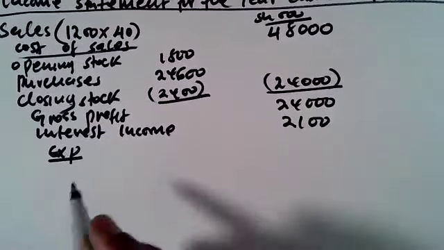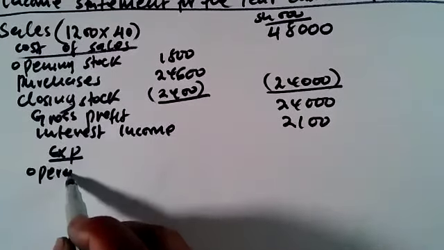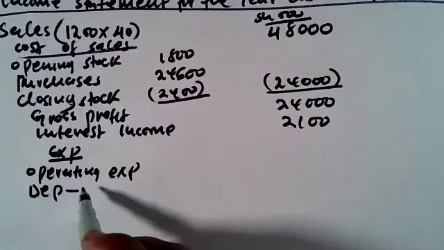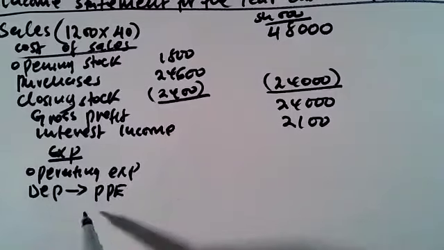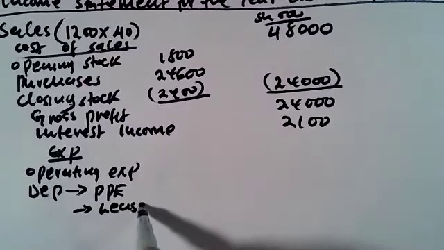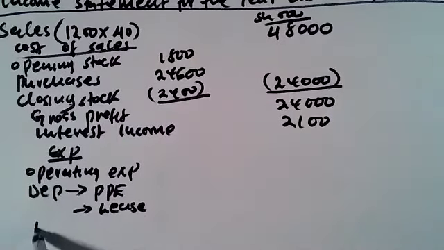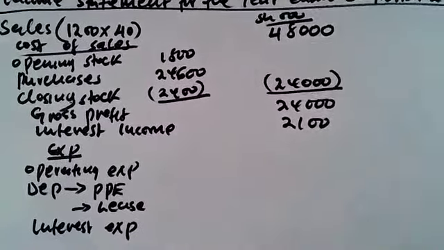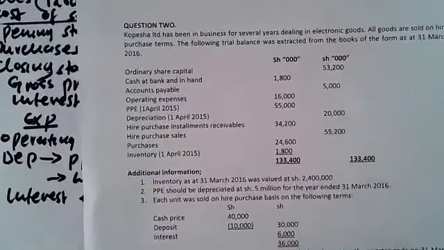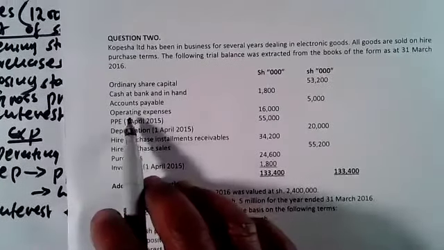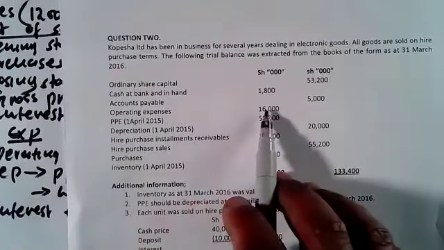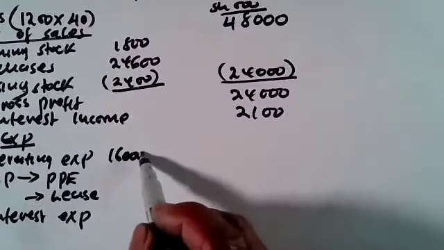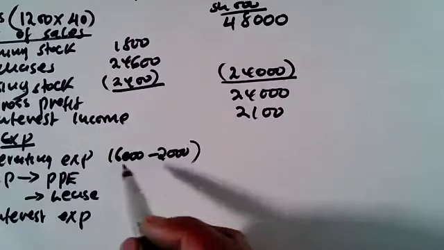Then we go to the expenses. Under the expenses tulikuwa tumepewa operating expenses. Also we had the depreciation, and for depreciation we have both for PPE and for the leased equipment, and also we have the interest expense. Now tuende kwa operating expenses. Yeah, here we have the operating expenses. Operating expenses is 16,000. So you take 16,000 minus 2,000.